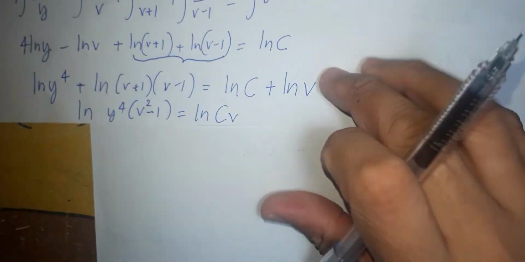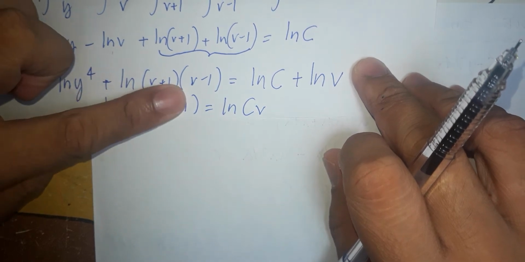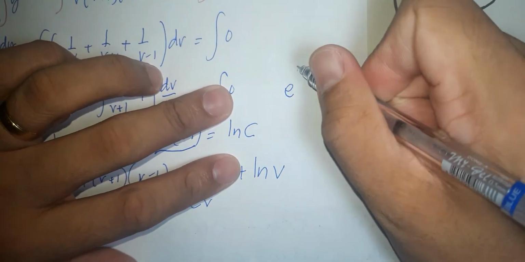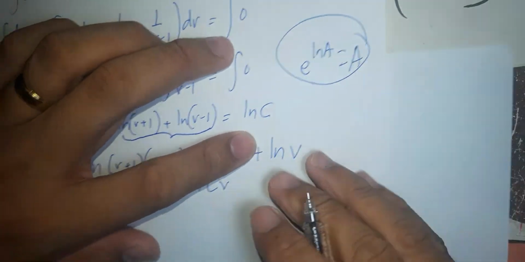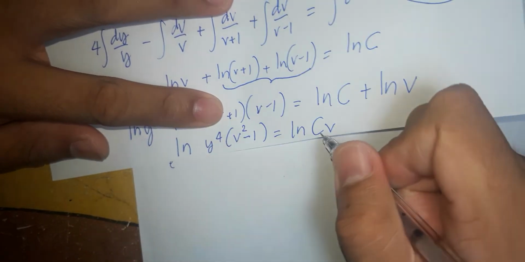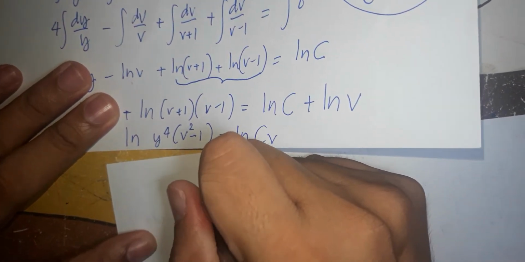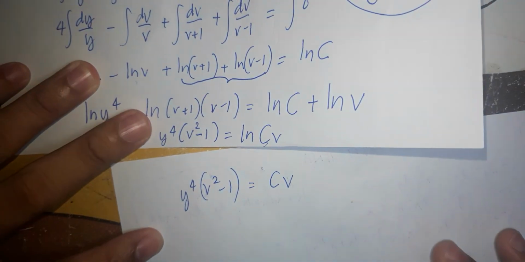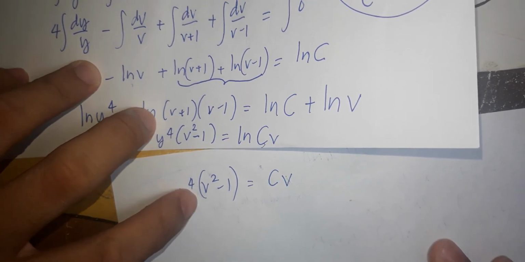Then, let us try to simplify this further. So, using anti-ln, i-erase natin yan. Gagawin natin exponent ng e, because sabi ng principle, e raised to ln of something is something. So, erase natin, gawin natin siyang exponent ni e. Then, exponent ni e magiging y to the fourth times v squared minus 1 is equal to cv. Y to the fourth times v squared minus 1 is equal to cv.